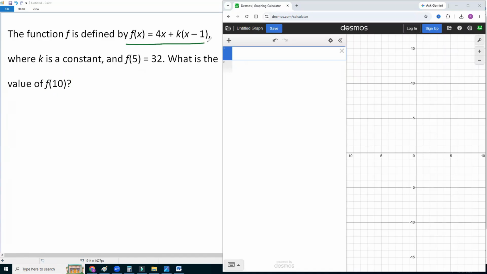The function f(x) over here contains an unknown constant k. To get the value of f(10), first we have to find the value of this constant k. For that, we have to use this information, that is f(5) = 32. Let's use Desmos to solve this problem.